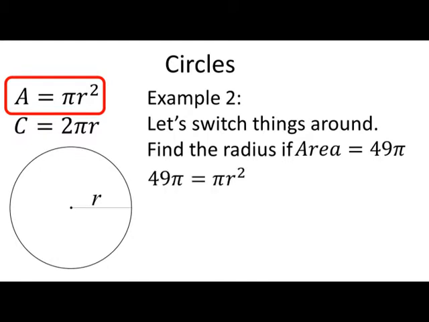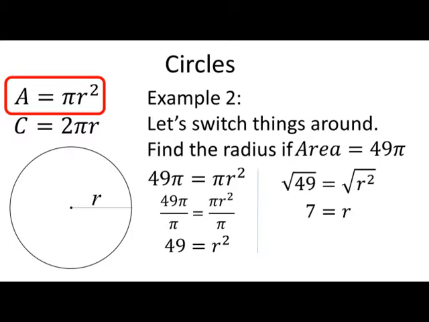That gives us 49 pi equals pi r squared. Now remember, we're trying to figure out what r is. So to get r by itself, first thing we're going to do is divide both sides by pi. The pi is going to cancel out. That'll leave us 49 equals r squared. Now, we don't want r squared, we want r. So we're going to take the square root of both sides, and we'll get 7 equals r.